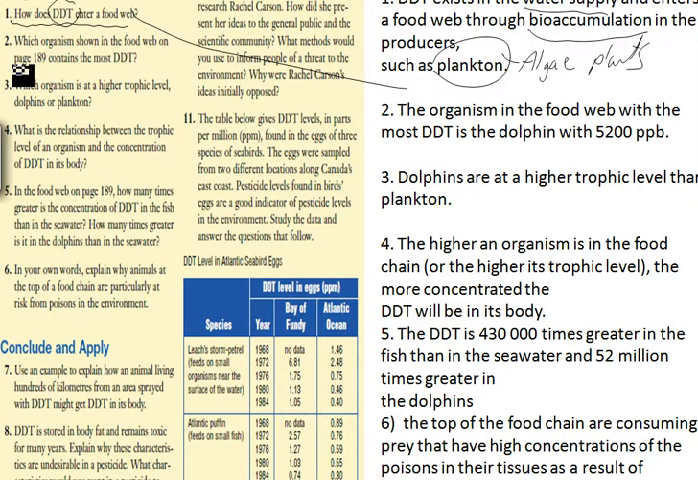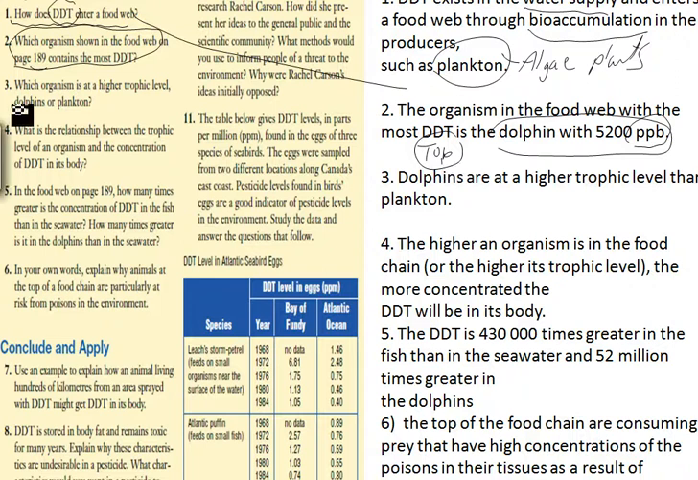Next, which organism shown in the food web on page 189 contains the most DDT? If you look at this page, you'll notice that the organism in the food web with the most is the dolphin at 5,200 parts per billion. And so that shouldn't surprise you because the dolphin's at the top of that particular food chain.